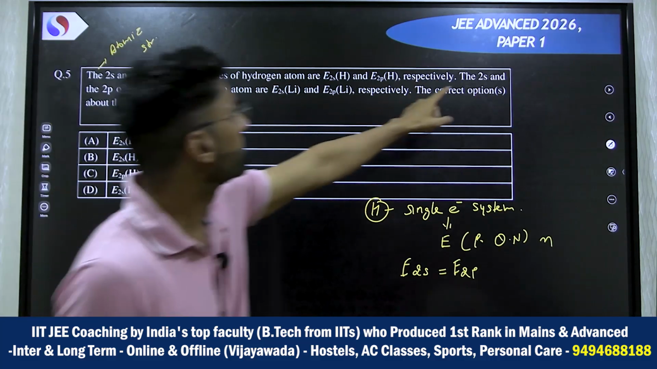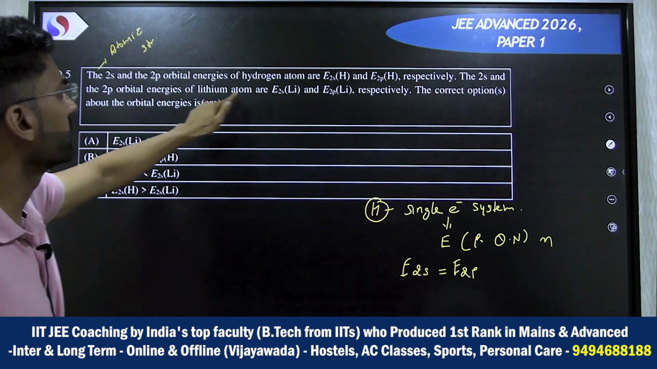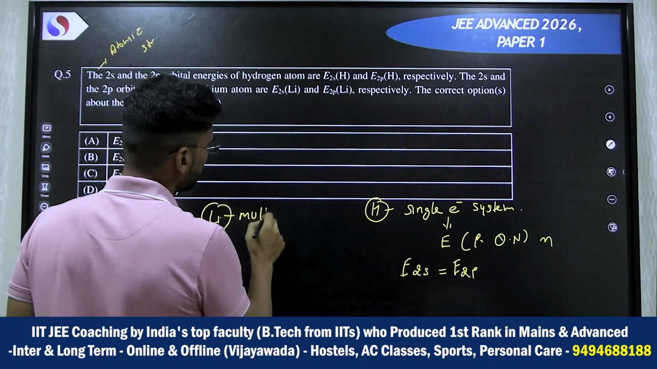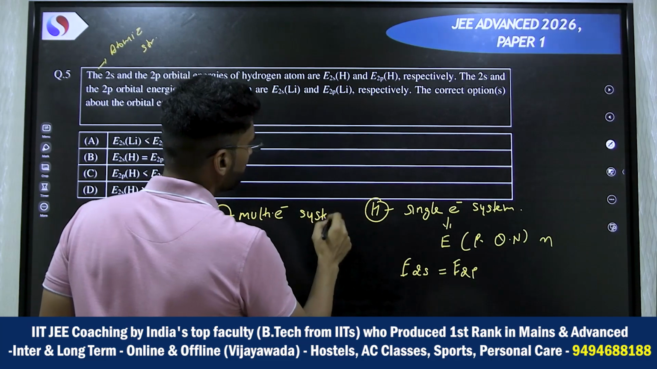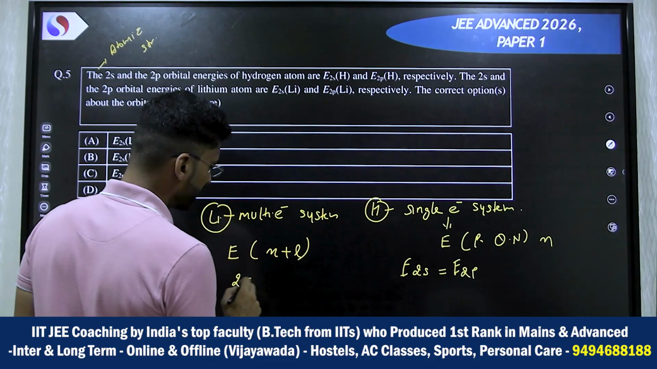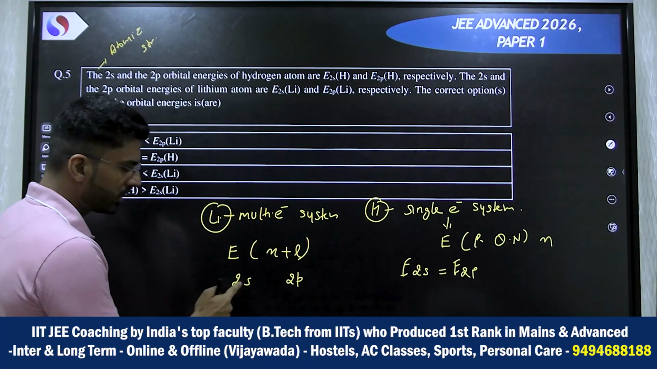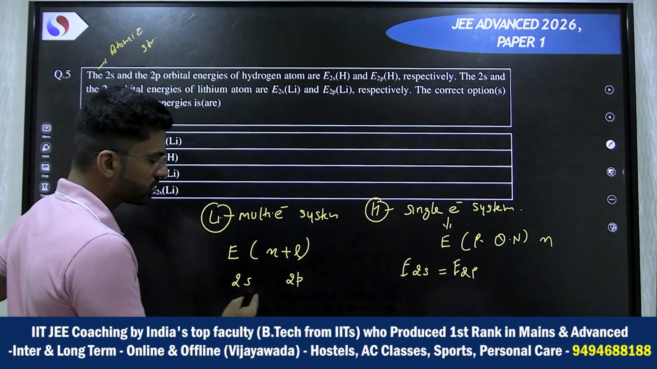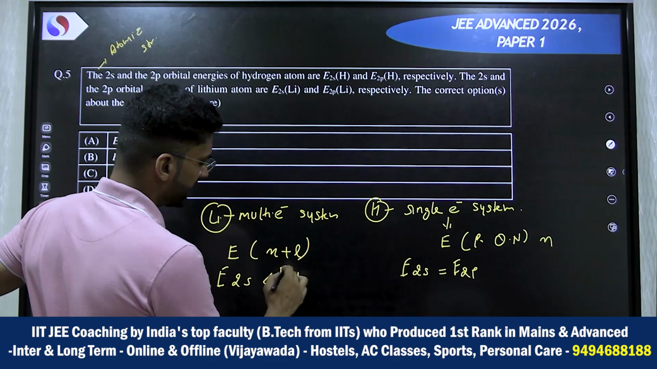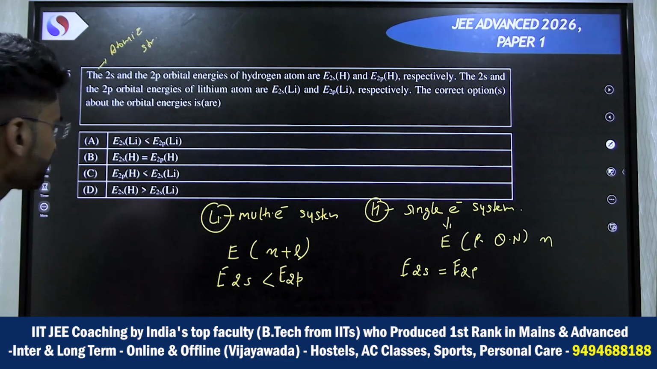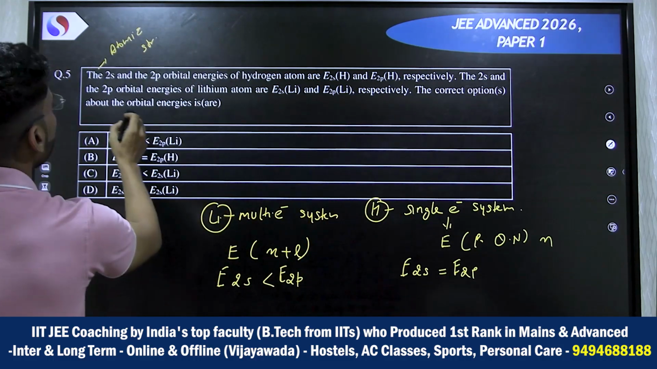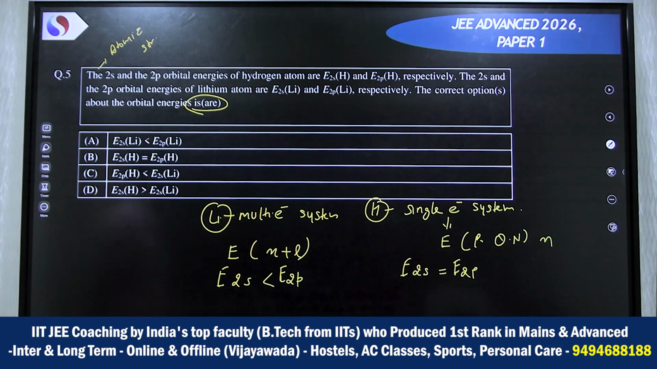Next, read this: the 2s and 2p orbital energy of lithium. I know that lithium is a multi-electron system, and for a multi-electron system the energy depends upon the value of n plus l. For 2s, n is 2 and l is 0, so 2 plus 0 equals 2. For 2p, 2 plus 1 is 3. So the energy of the 2s orbital is less than the energy of the 2p orbital. The correct options can be multiple correct answers.